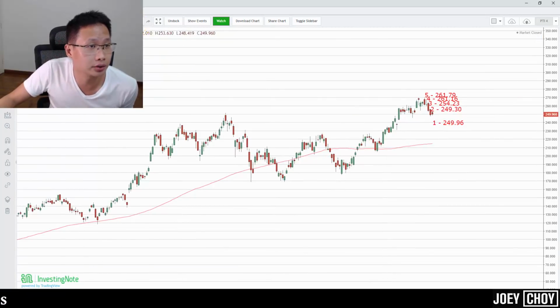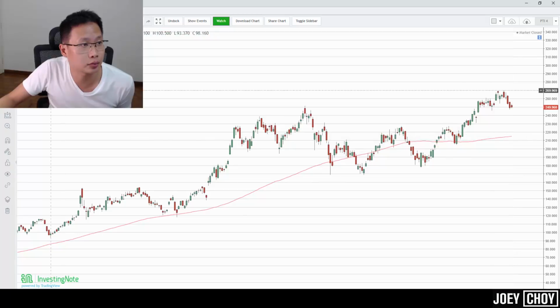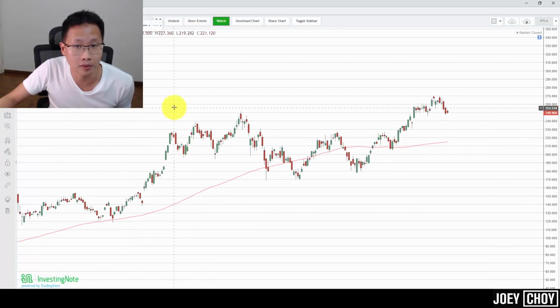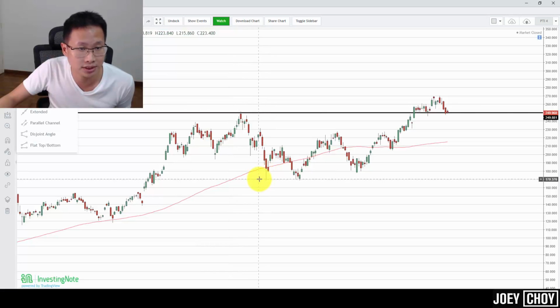Right, so let me just go ahead to remove all these lines here, okay. So we can also go ahead to draw what we call the horizontal support and resistance line. I think those are very, very important. I'm just going to put it as black in color, right? So this is the support and resistance line, right?